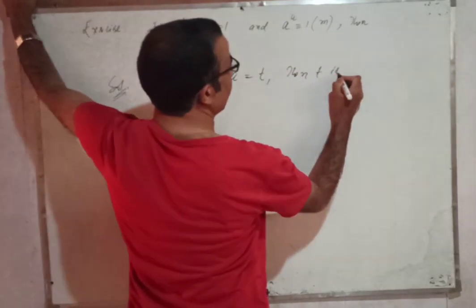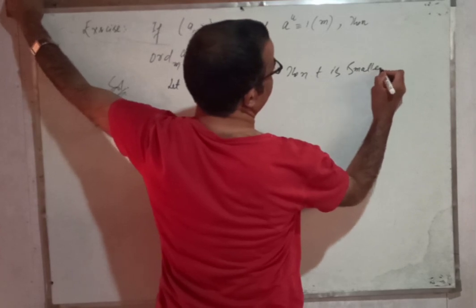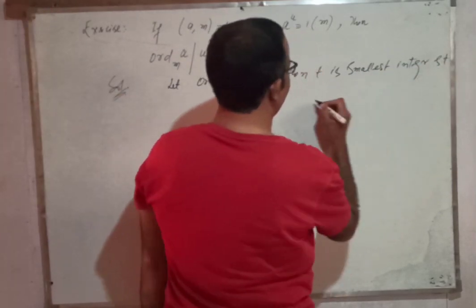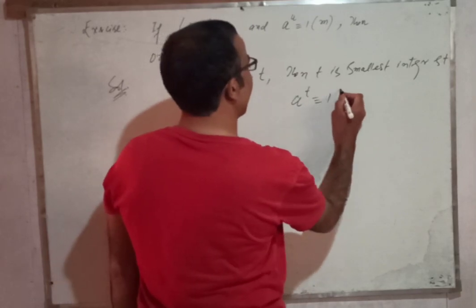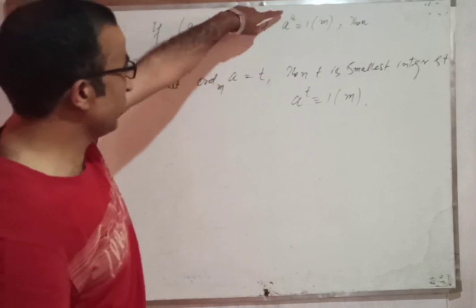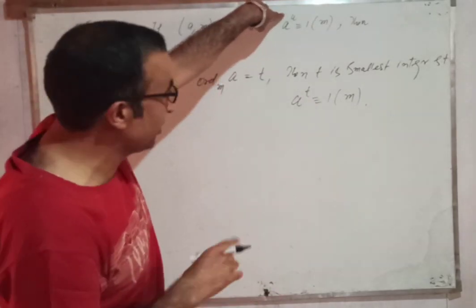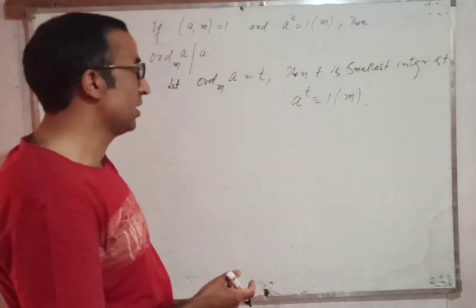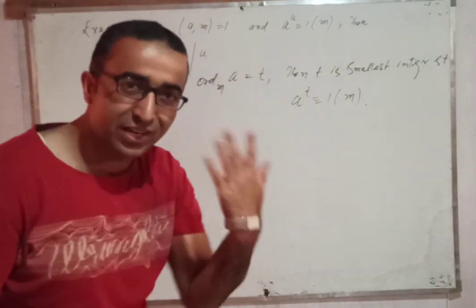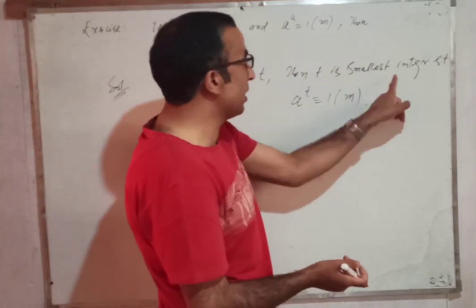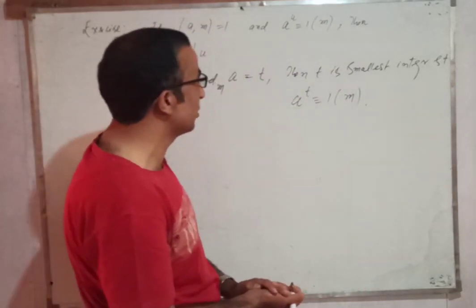T is the smallest integer such that a power t is congruent to 1 mod m. Here we don't know whether u is smaller than t or not. But t is the smallest such integer, which means u must be bigger than t, otherwise u itself would be the order. So t is the smallest integer such that a power t is congruent to 1 mod m.